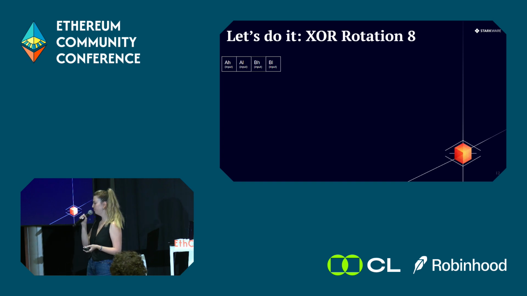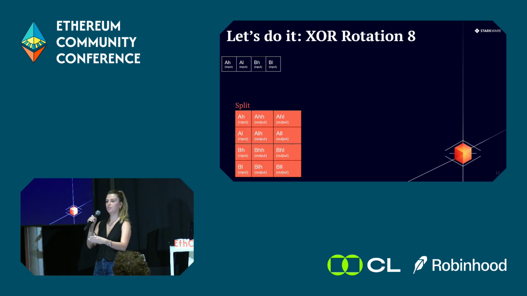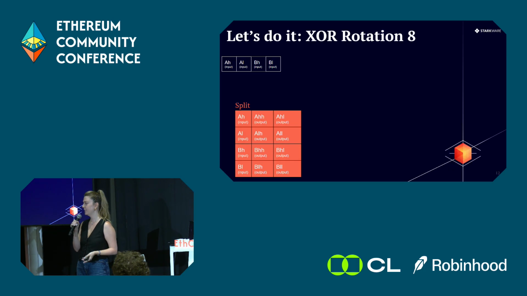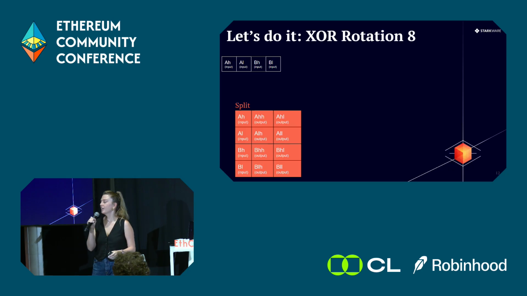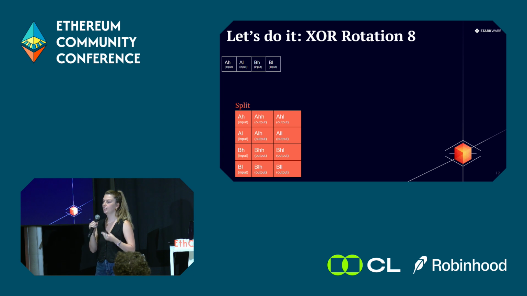and B low. Now let's use the gadget from the first scene. Remember the split function? Given a 16-bit number, we want to split it into 8-bit chunks. We are doing it for the bitwise XOR and for the rotation in the end, you will see. So we split A high into A high high and A high low, and we split A low into A low high and A low low, and so on and so on.